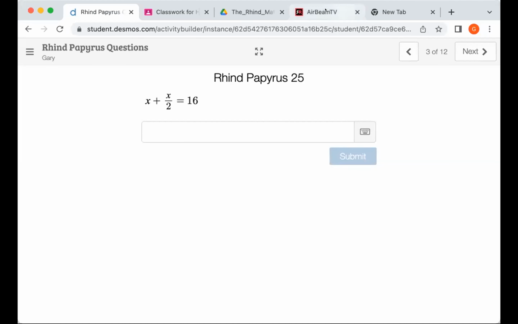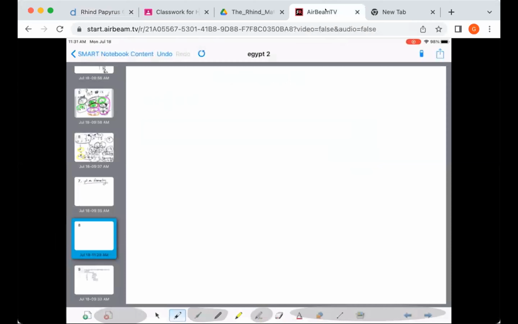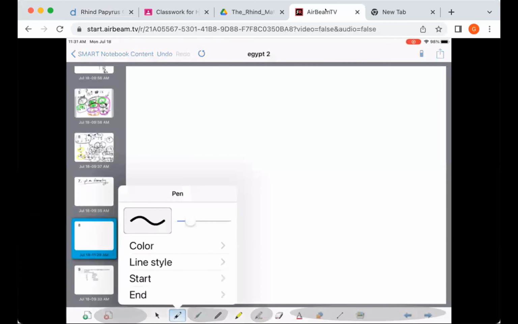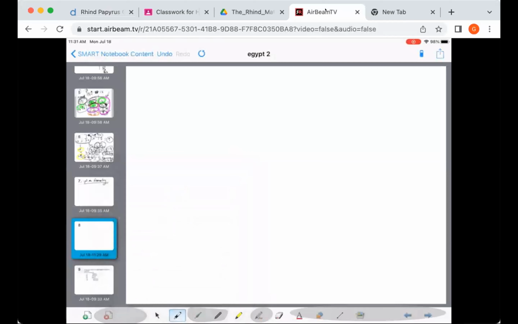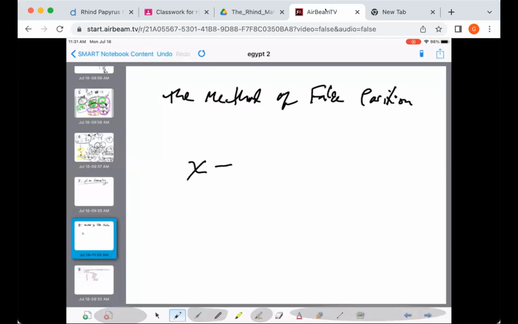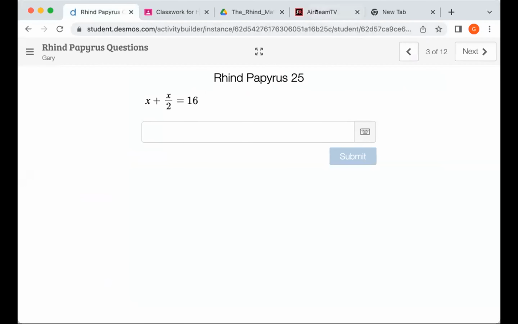X plus X over 2. There's a series of questions, and these are very famous. If someone were to say what's the most important things the Egyptians came up with, we'd probably say unit fractions, formula for area of a circle, and something that's called the method of false position. And it's used for answering a question like this: X plus X over 2 equals 16.